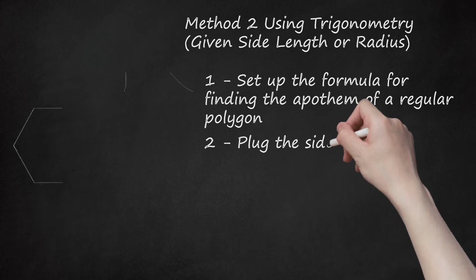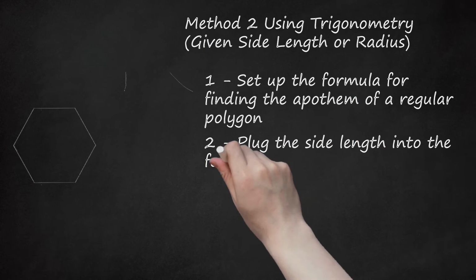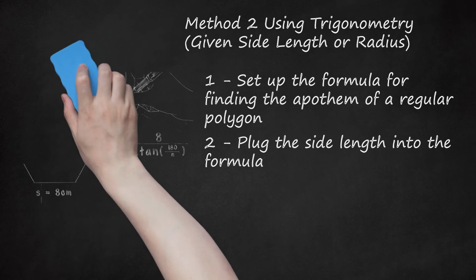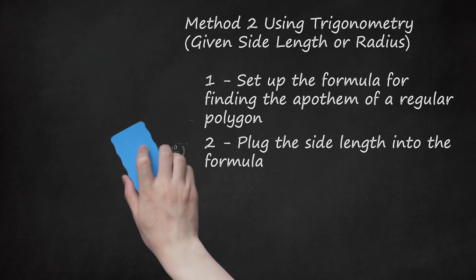2. Plug the side length into the formula. Remember to substitute for the variable s. For example, for a hexagon with a side length of 8 centimeters, the formula will look like this: 8 / (2 tan(180/n)).